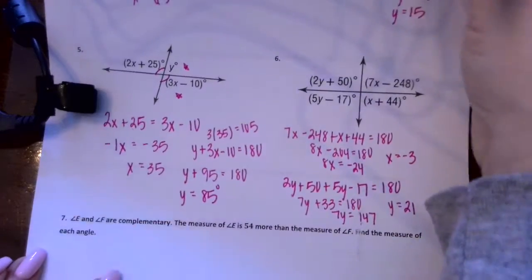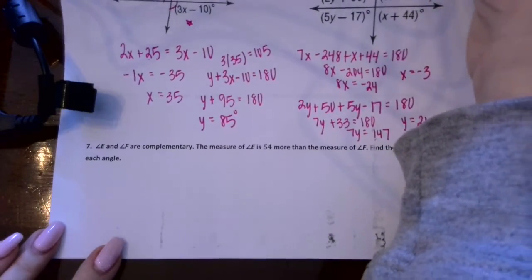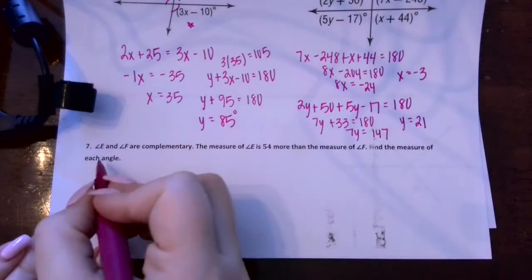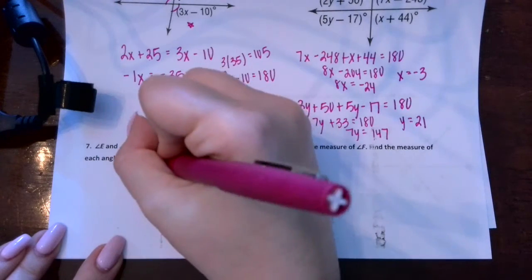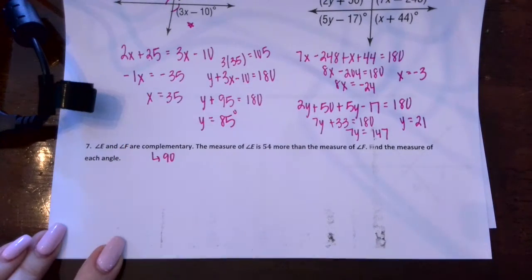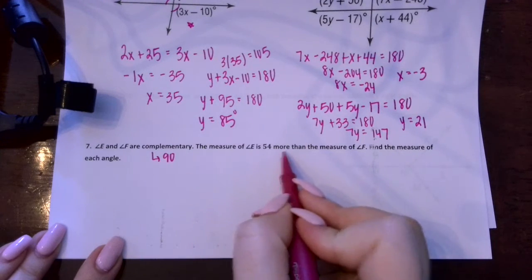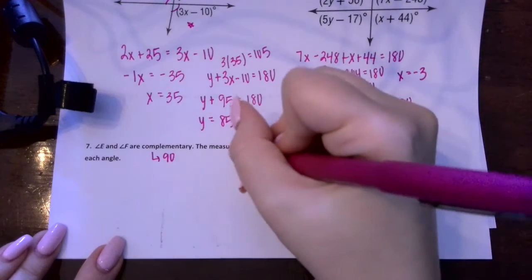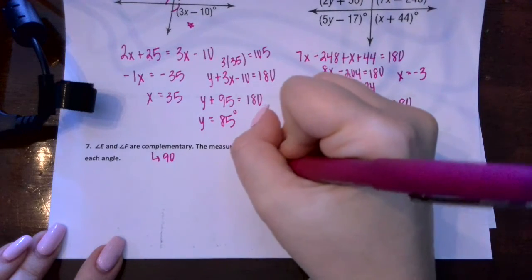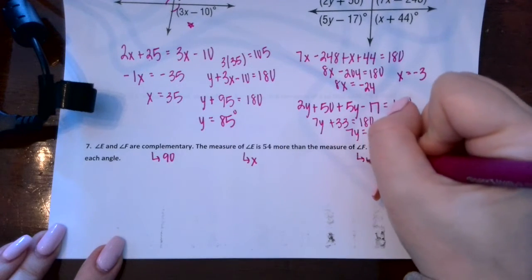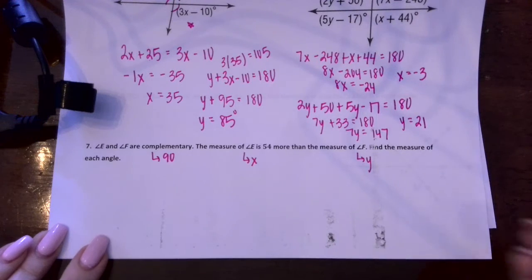Next, again, just a different way of wording how you're going to solve these. So I have two angles, E and F. They are complementary, so I'm going to put a little 90 next to that. E is going to be 54 more than the measure of F. So I'm going to call E X, and I'm going to call F Y, just to make it easier.